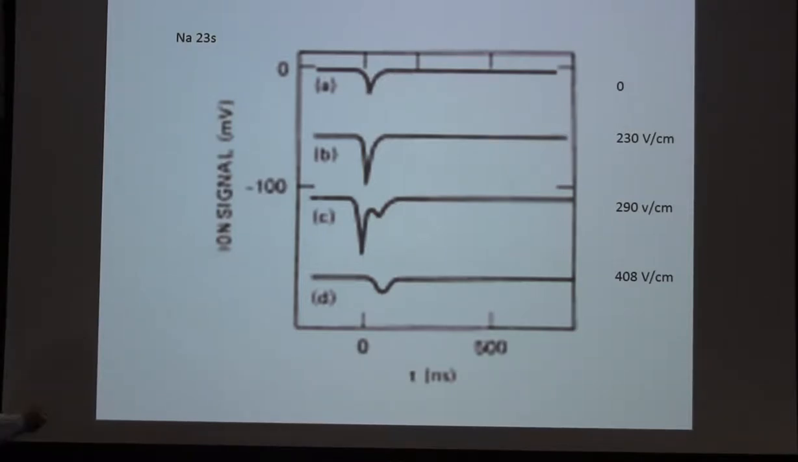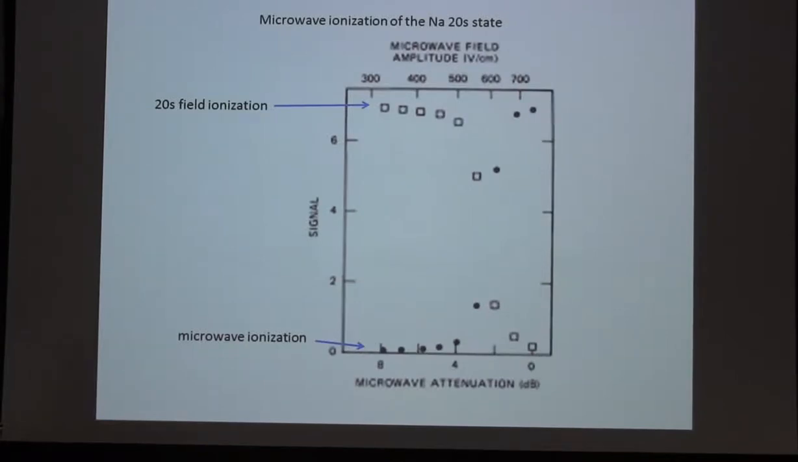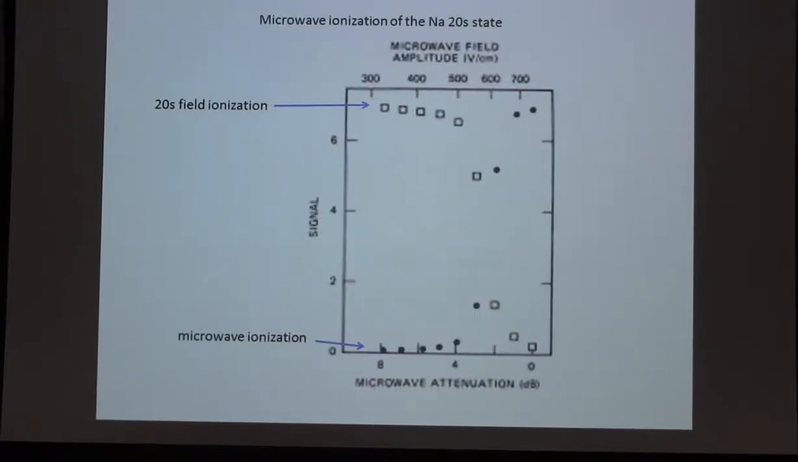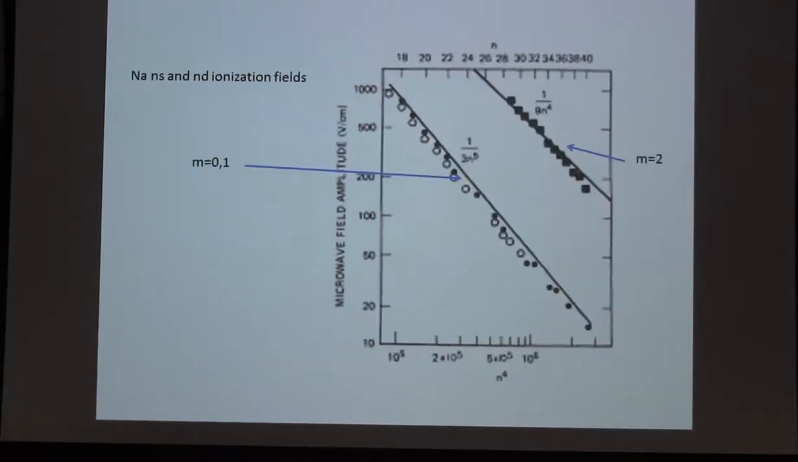Okay? It's really simple. So we would call the point at which you have half of them ionized, so if you plot either, here we have the bound state signal drops down, the ion signal goes up, and we call this middle point the threshold, mostly because it's the easiest one to measure. Okay. So if you just plot these fields for a bunch of n states, you get the following result.